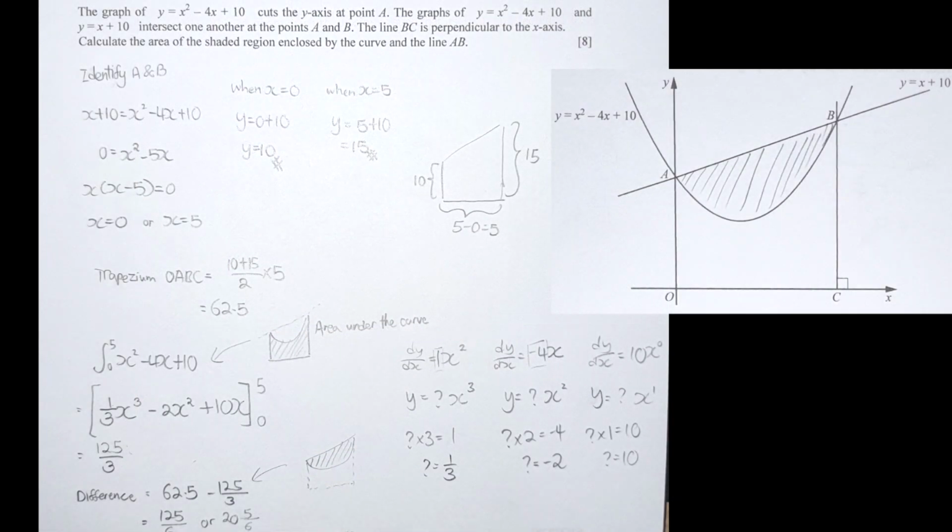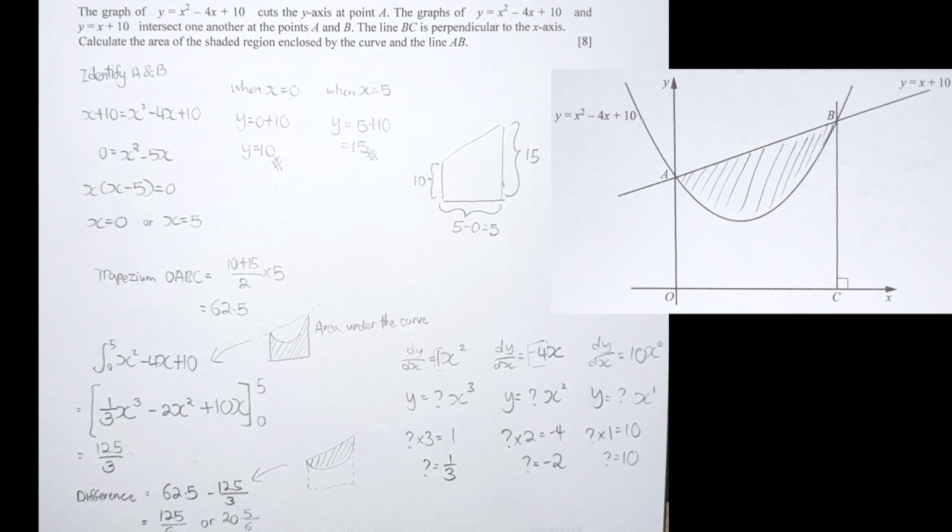Question 11 that we have over here, okay, this is the complicated type of differentiation and anti-differentiation. As per usual, when I come across this type of question, I usually identify what shapes are involved here. So I immediately identify a trapezium. To calculate the area of the trapezium, I need the A and B coordinates.